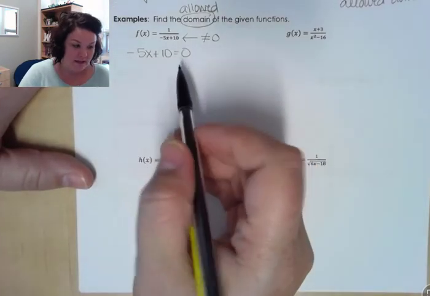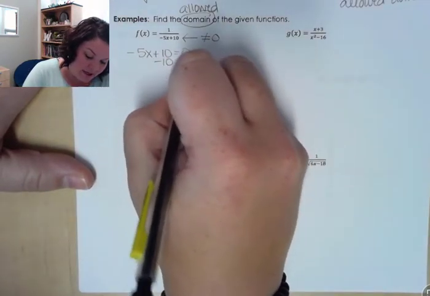So let's go ahead and solve this. I'm going to move my 10 to the other side by subtracting.